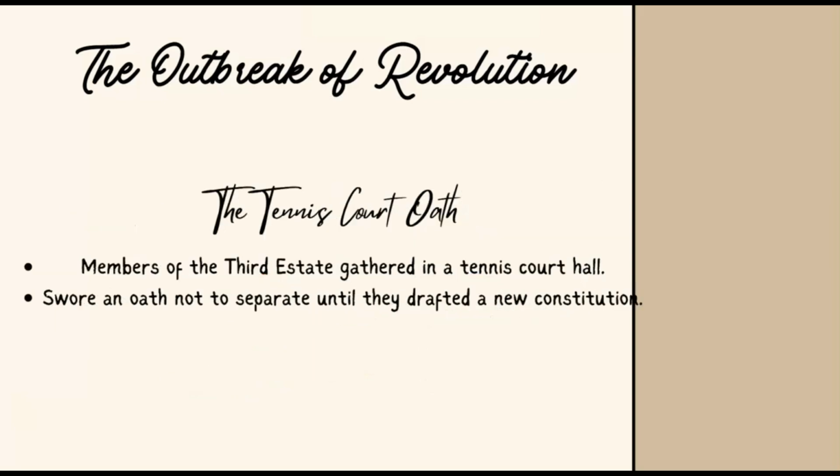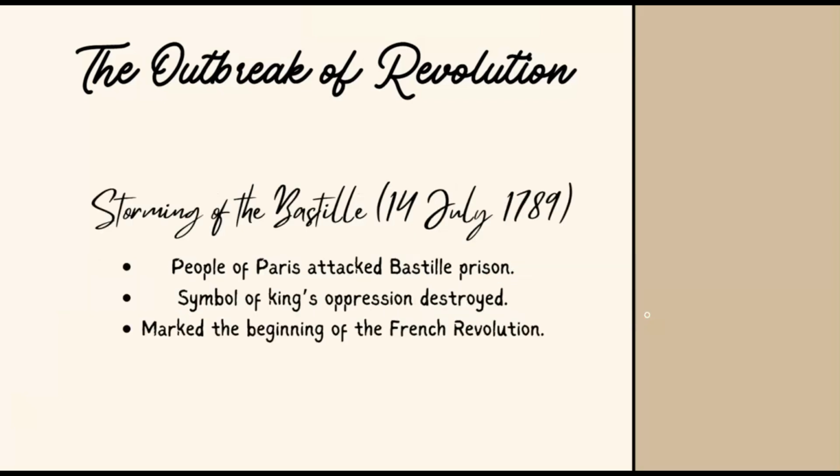Locked out of their meeting hall, the National Assembly gathered in an indoor tennis court. Here, they took the famous tennis court oath, promising not to separate until they had written a new constitution for France. This moment showed unity and determination. The revolution had found its voice.